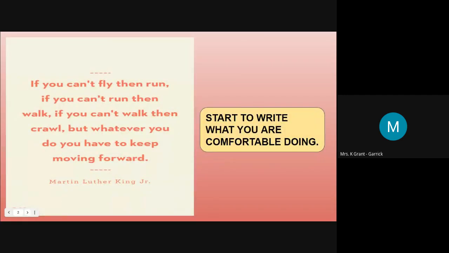Now, Martin Luther King Jr. said, if you can't fly, then run. If you can't run, then walk. If you can't walk, then crawl. But whatever you do, you have to keep on moving forward. And that's certainly true when it comes to CSEC Paper 2. It's a lot of writing, guys. So to keep moving forward, it's best that you start to write what you're comfortable doing.